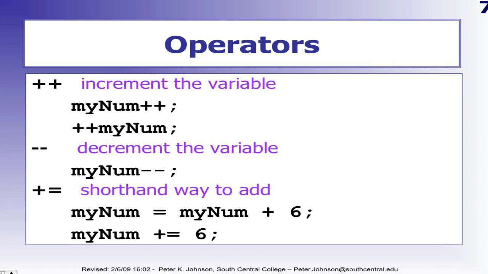And this is one of my favorites, the plus equals. This is a shorthand way of writing out myNum equals myNum plus 6. All you have to do is say myNum plus equals 6. You can see it really shortens things up because you don't have to keep repeating that variable name. So again, the plus equals is the same thing as saying myNum plus 6 is assigned to myNum.